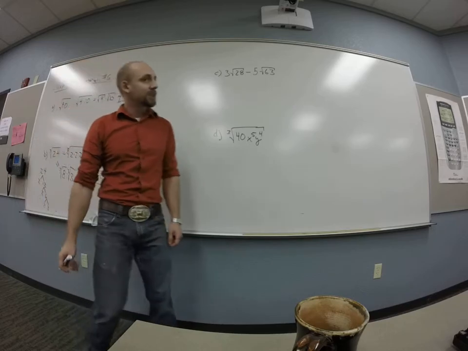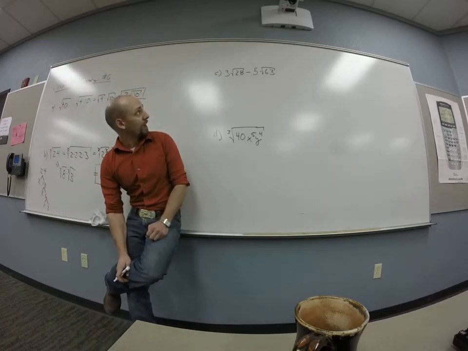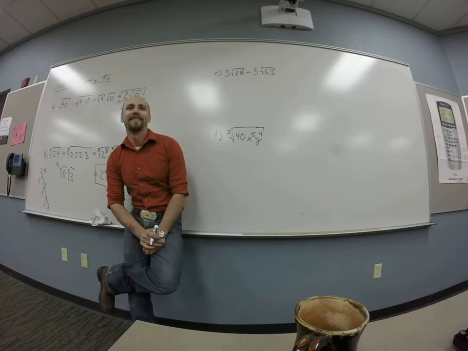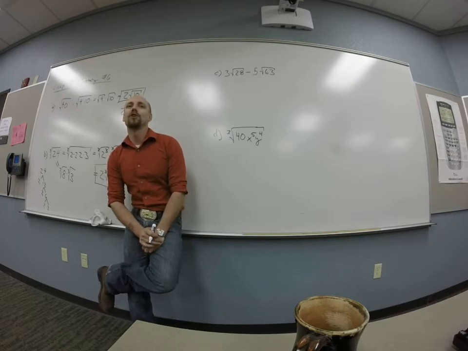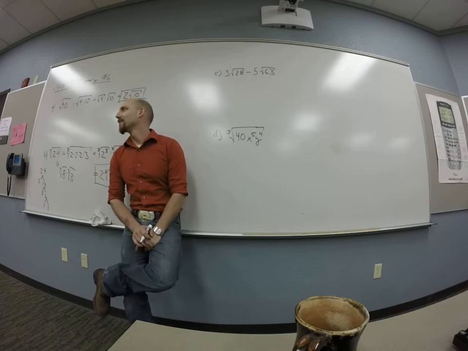All right, how about C? What can I do with C? So I've got 3 root 28s minus 5 root 63s. Careful. So you want to subtract the 3 and the 5, right? Some of you? Why can't you do that? Because they're not the same. Yeah, because they need to be like terms, right? And they're not right now.